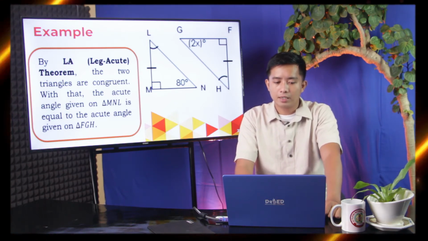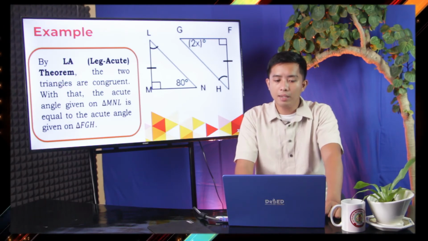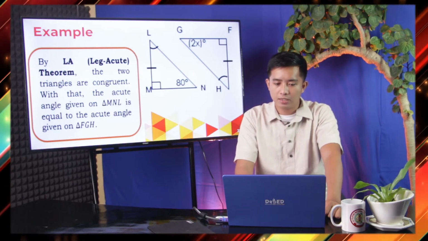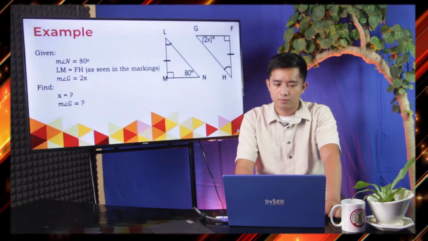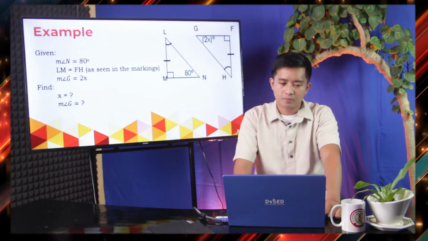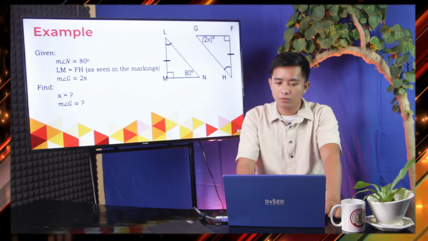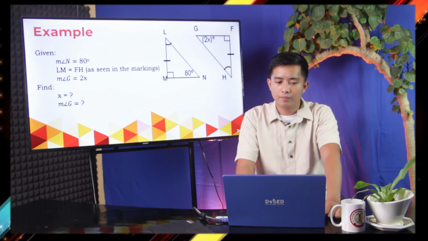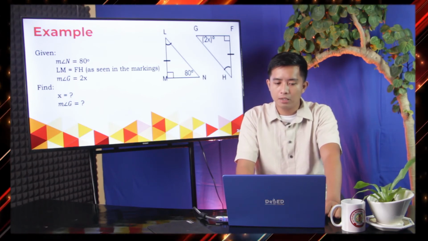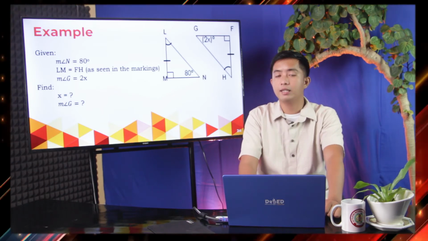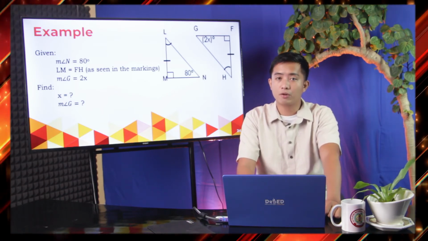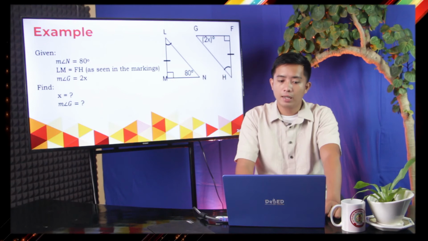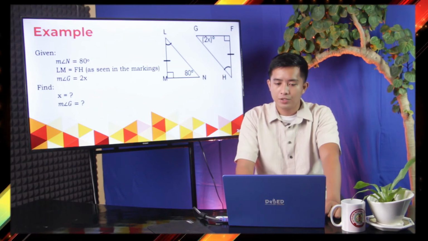With that, the acute angle given on triangle MNL is equal to the acute angle given on triangle FGH. Given the measure of angle N is equal to 80 degrees. And by the LA theorem, side LM is equal to side FH as seen in the markings. Also, the measure of angle G is equal to 2x. So, we must solve for x and also the measure of angle G.